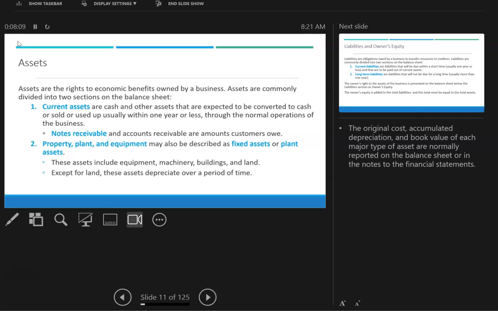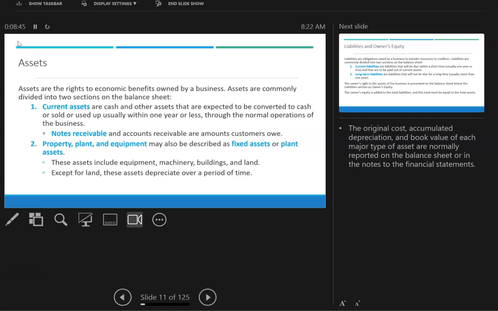Notes receivable and accounts receivable are amounts customers owe. Accounts receivable are always a current asset. Notes receivable, depending on when that note is going to be received, if it's within the current year, we treat it as a current asset. But if we're not going to receive that money within the current year, it's going to be a long-term asset, but the portion of that amount we're going to receive in this year will show as a current asset.